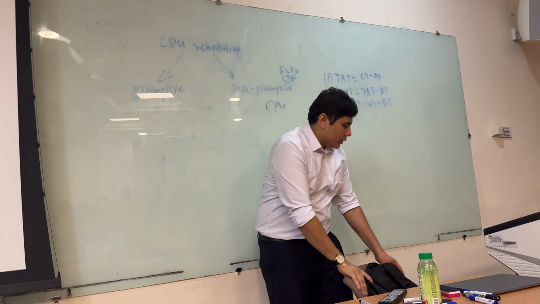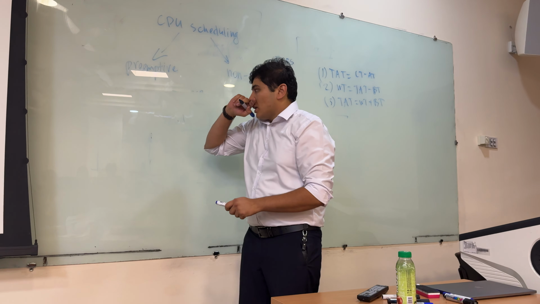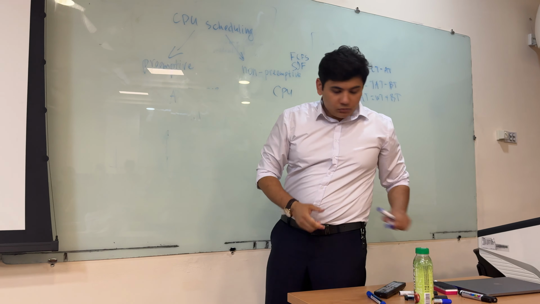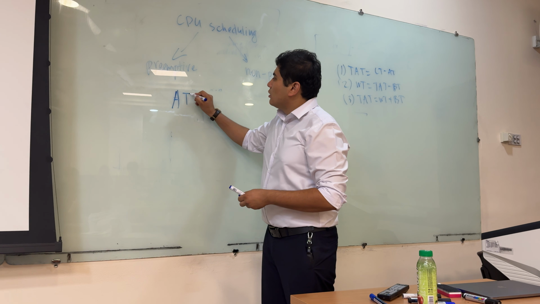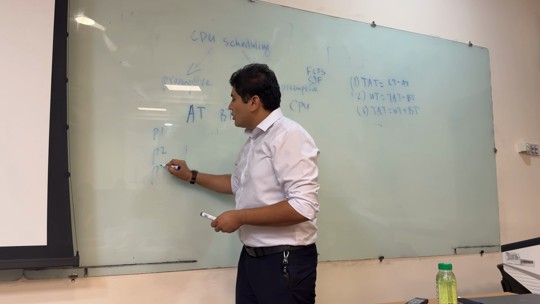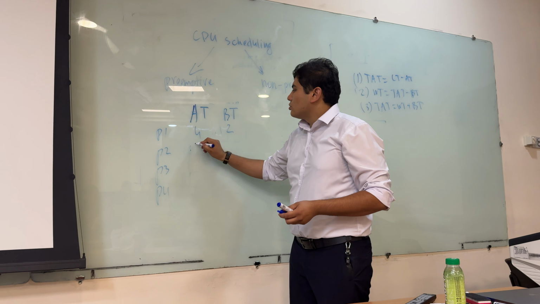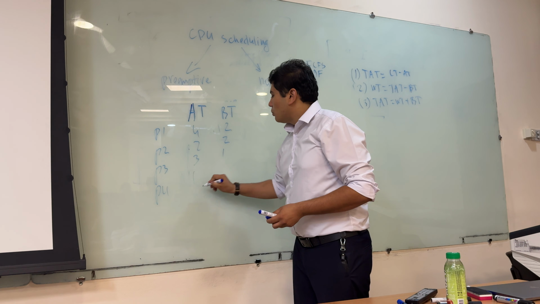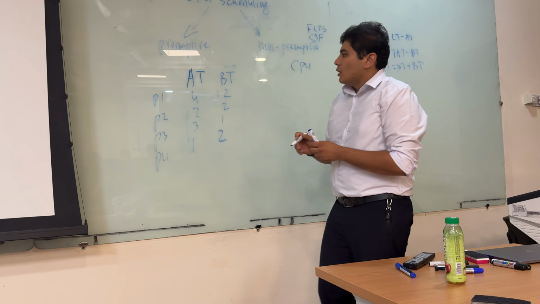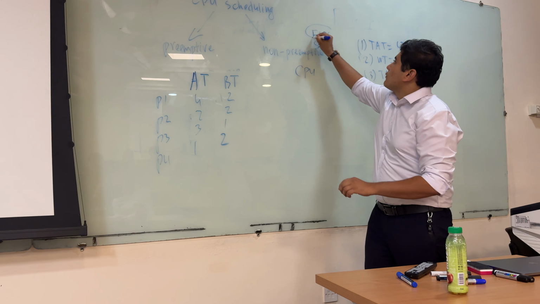So we have a column, and let's say we have arrival time, and then we have BT, right? We have process number 1, number 2, number 3, number 4. Give me a couple of numbers: 4, 2, 2, 2, 3, 1, 1, 2. Is it good? Okay.